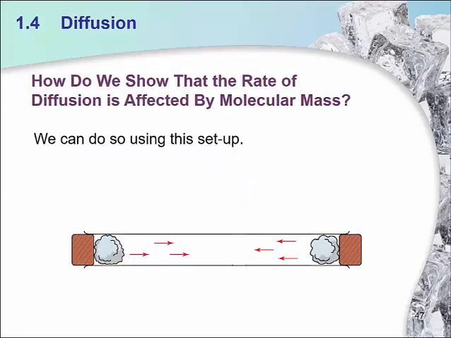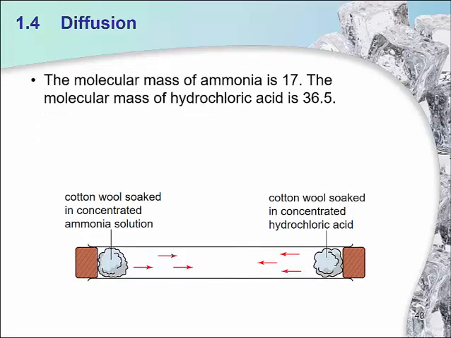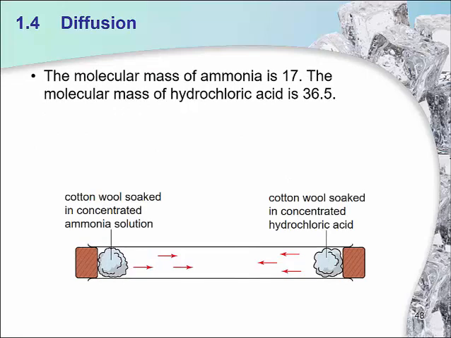Okay, for example, in this setup here, how do we show that the diffusion is affected by molecular mass? One side we have concentrated ammonia, the other side is concentrated hydrochloric acid. Now, ammonia formula is NH3, so NH3 equals 14 plus 1 times 3 equals 17. And HCl is hydrogen 1 plus 35.5 equals 36.5. So obviously, hydrogen chloride has higher molecular mass compared to ammonia.